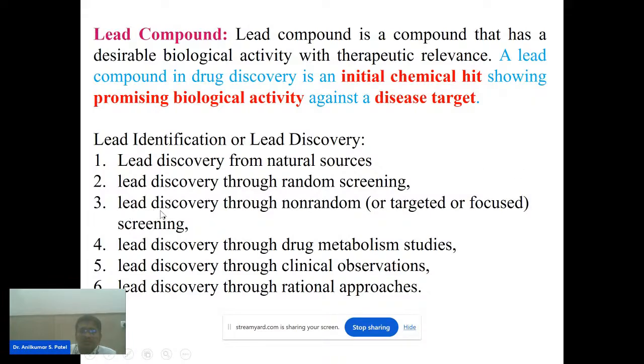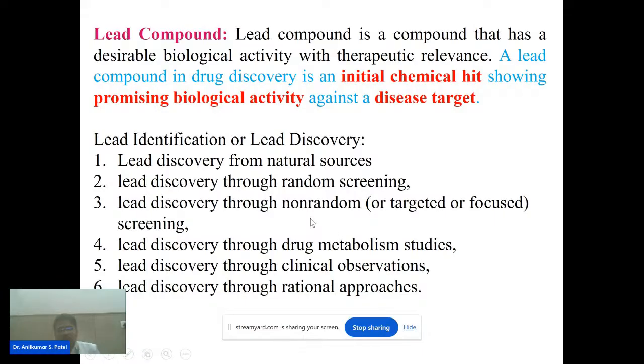Similarly, the third is lead discovery through non-random means. It is a focused or targeted screening, meaning a compound designed for a particular biological activity. Maybe it is a homologous analog, or maybe other analogs, or particular focused targeted screenings. So this is a lead we can identify through the non-random approach, with a compound designed for a particular biological activity. Then the fourth one is lead discovery through drug metabolism studies.